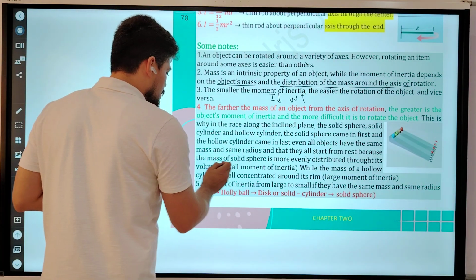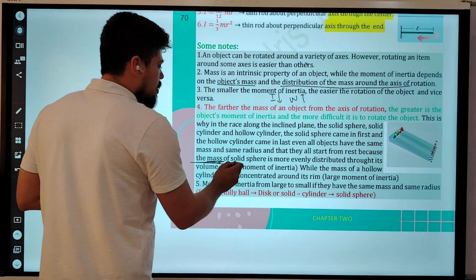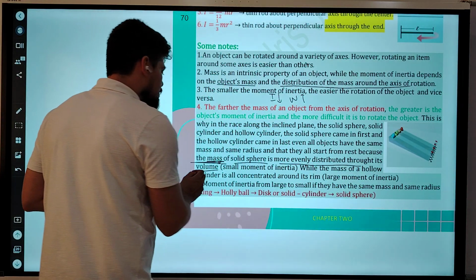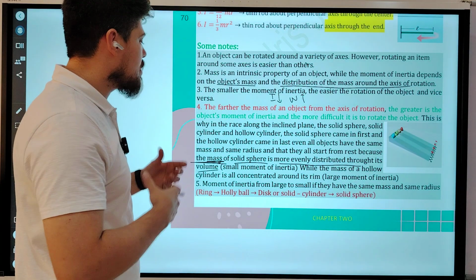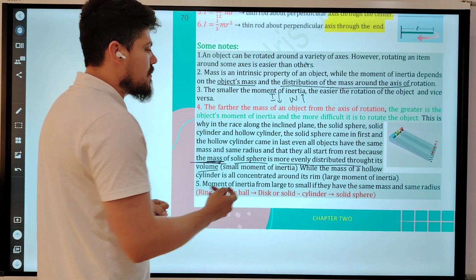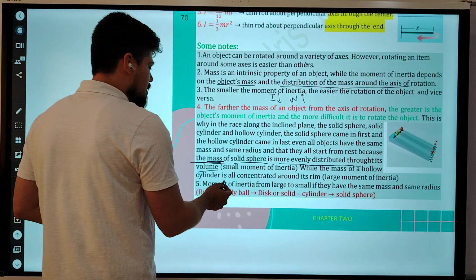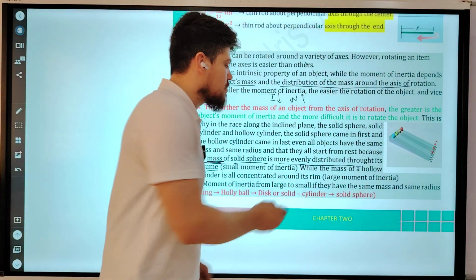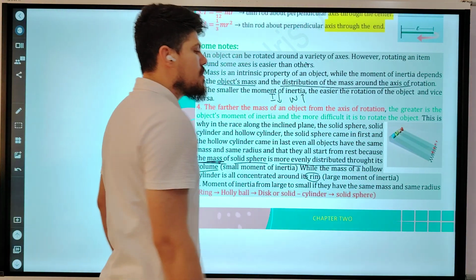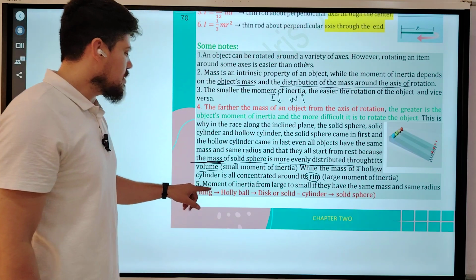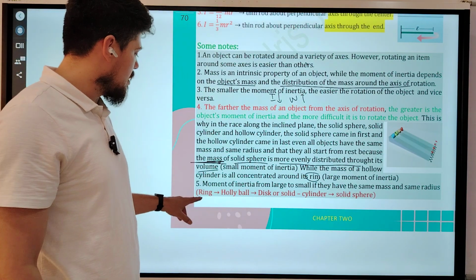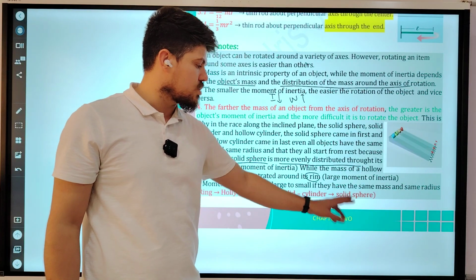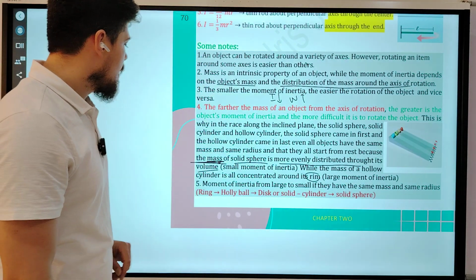What is the reason? The reason is here. Because the mass of a solid sphere is more evenly distributed through its volume, that is why it has a small moment of inertia. While the mass of the hollow cylinder is all concentrated around its ring or edge, giving a larger moment of inertia. Moment of inertia from large to small: ring, hollow ball, disc, cylinder, solid sphere. Okay?